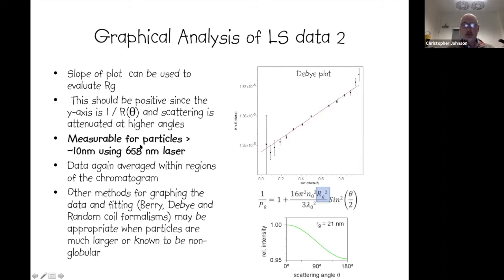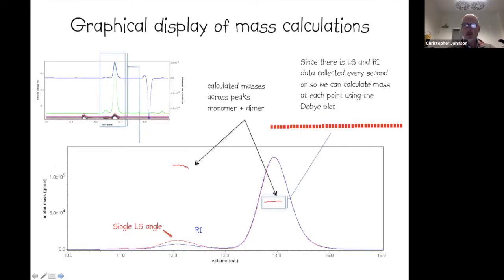But of course, it's only really measurable in terms of giving us a number we can trust when the particle is above 10 nanometers. So data can be averaged again, or at least this radius of gyration could be determined at every point in the chromatogram. We can average the data just as we can with the mass within different regions of the chromatogram. And there are other methods apart from this Debye type of analysis, the Berry and random coil formalizations, and these may be more appropriate when you know that your particle is very large or you know that it's non-globular.